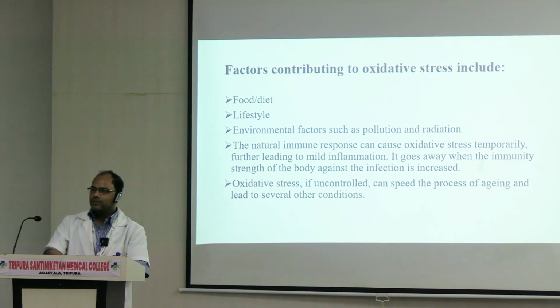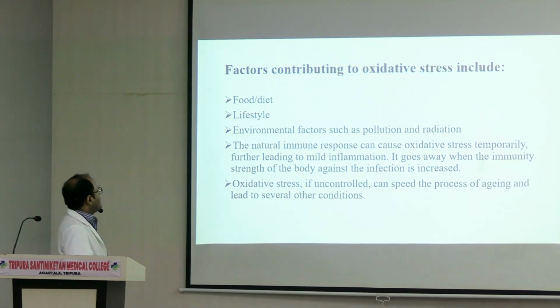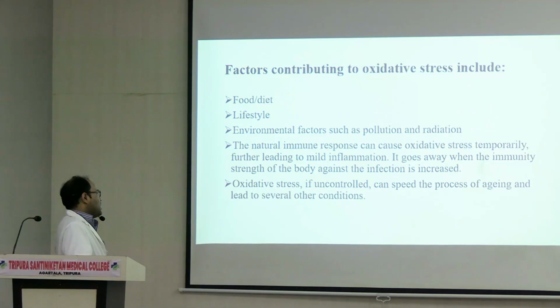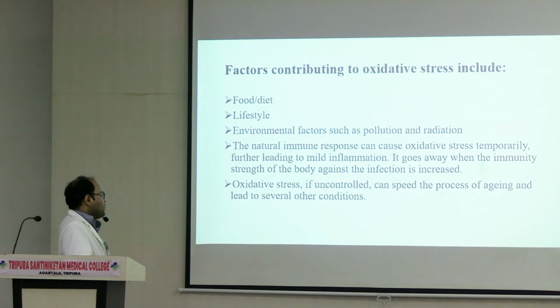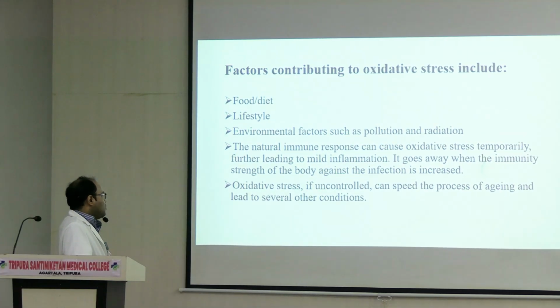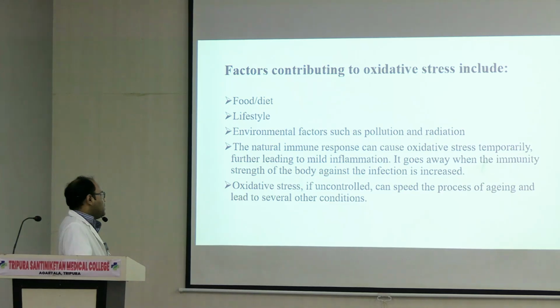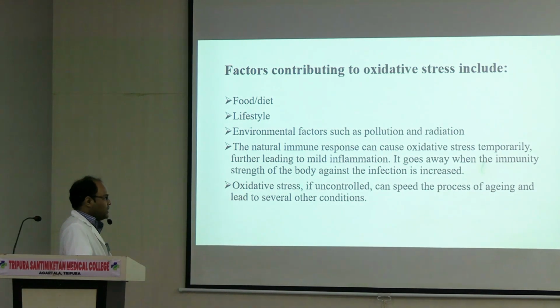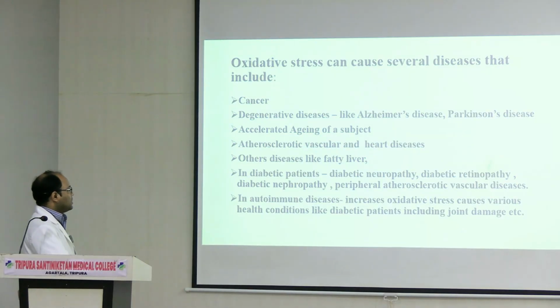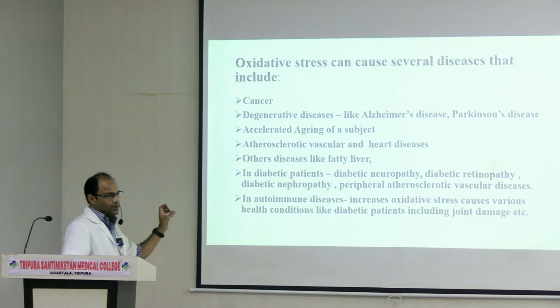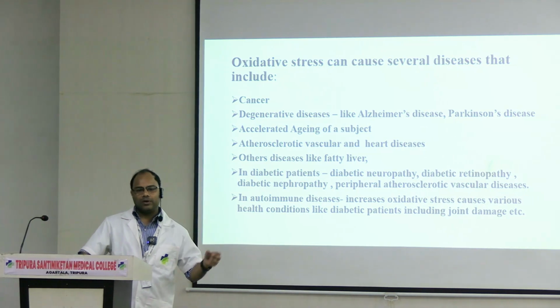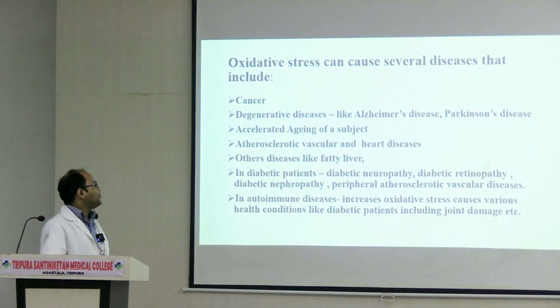Understand? This is important. Next, the natural immunity response can cause oxidative stress temporarily, leading to mild inflammation, which goes away when the immunity strength of the body against the infection is increased. Oxidative stress, if uncontrolled, can speed up the process of aging and lead to several other diseases. So oxidative stress can cause several diseases. You can take a screenshot, because otherwise you can find this list.